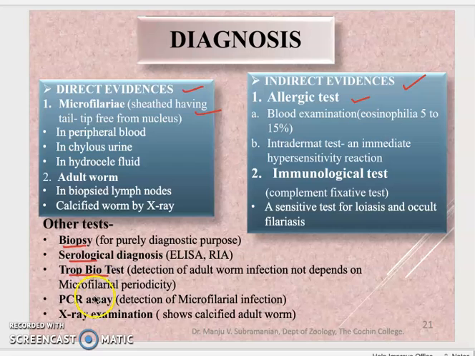A drop biotest can be done. A PCR assay for the detection of the microfilaria infection can be done. Then X-ray examination, which shows the calcified adult worms, is also possible. So these are the various measures by which the infection of Wuchereria bancrofti is detected.